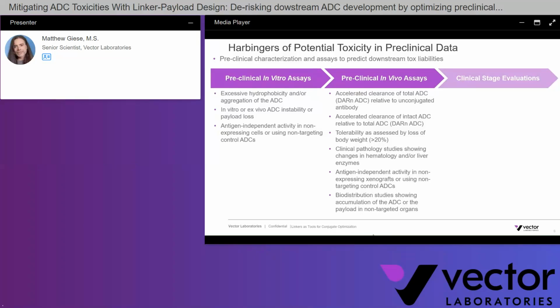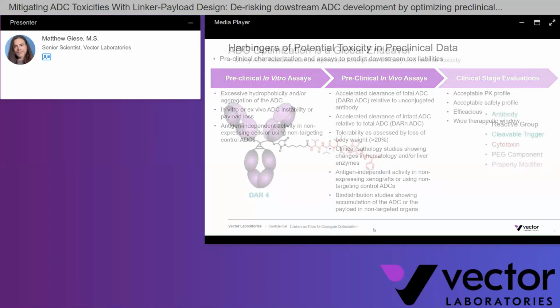So this webinar will present examples where PEG-containing linker payloads have improved assay performance in one or more of these assays. And ideally, the more boxes that can be checked, the lower the risk of insurmountable tox issues later on in clinical development. I wish I could give you a guarantee, but I can't. It's just more about minimizing risk.